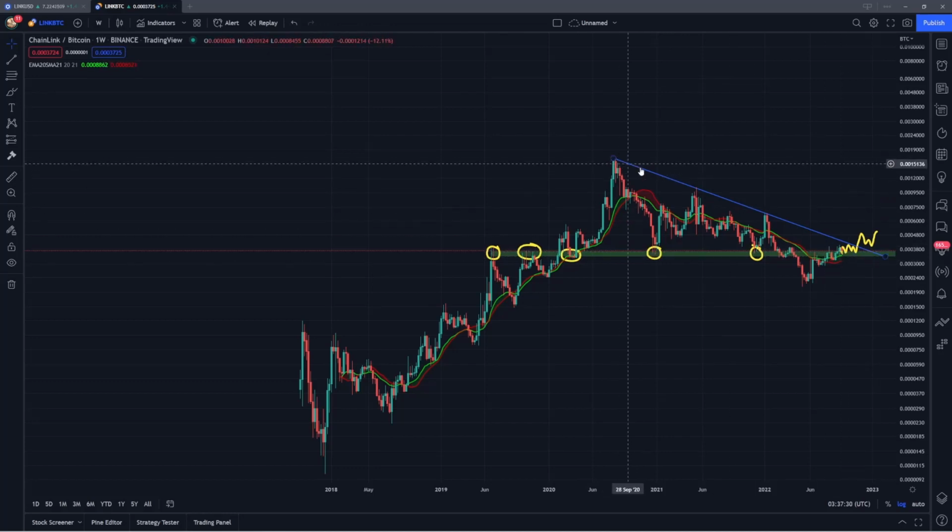I do want to see a break of this downward sloping resistance. If we can reclaim and convincingly hold above the 34 to 37,000 satoshi resistance, that would be a great sign that we're starting to reverse this longer term downtrend.